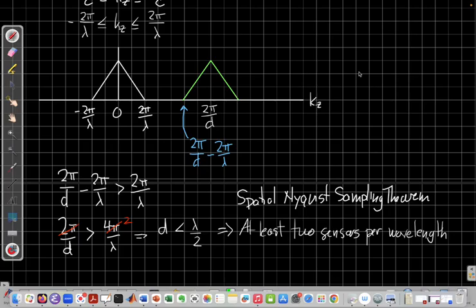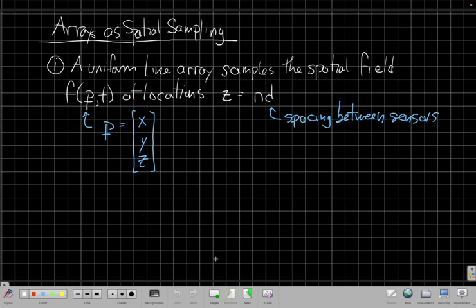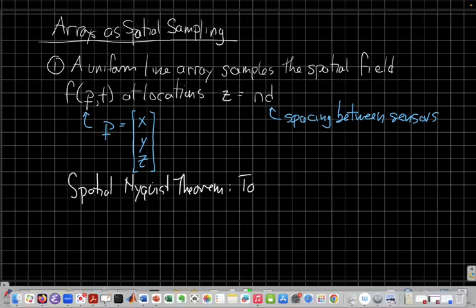If we go back to our outline slide here, that's the result of this sampling, what we just saw, the Spatial Nyquist theorem, which says to preserve all the information in a narrowband propagating plane wave signal, or a collection of plane wave signals, we need to sample spatially where we have at least 2 sensors per wavelength. If the signal is not just narrowband but broadband, we need to have at least 2 sensors per wavelength for the smallest wavelength in the signal, which is the highest frequency.